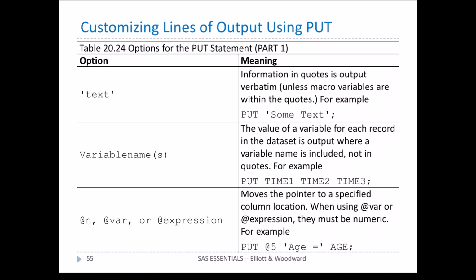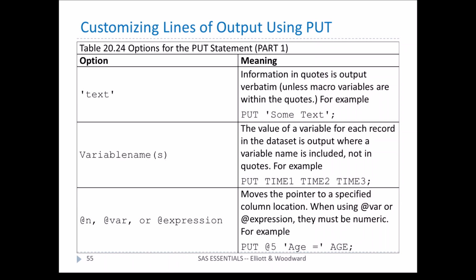We can include variable names interspersed with text. Just put and then some variable names. We can use the at symbol to move the pointer. So for instance, if I say put at 5, age equal age, what that does is it skips to the 5th column and then puts age equal and then age.